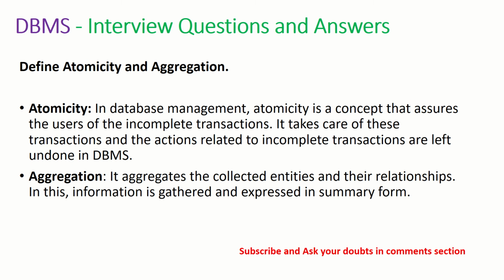Define atomicity and aggregation. Atomicity in a database management system is a concept that assures the users about incomplete transactions. It takes care of these transactions, and the actions related to incomplete transactions are left undone in DBMS. Now, what is aggregation? Aggregation aggregates the collected entities and their relationships. In this, information is gathered and expressed in summary form.